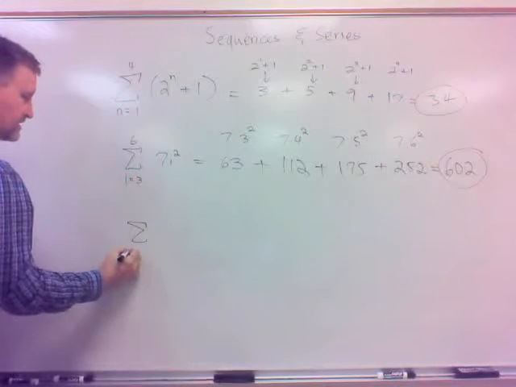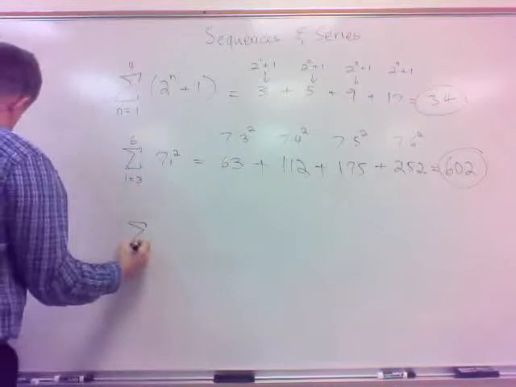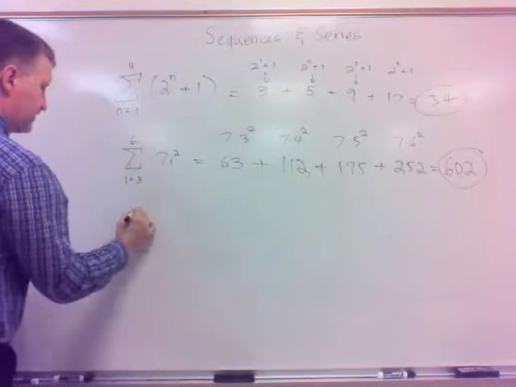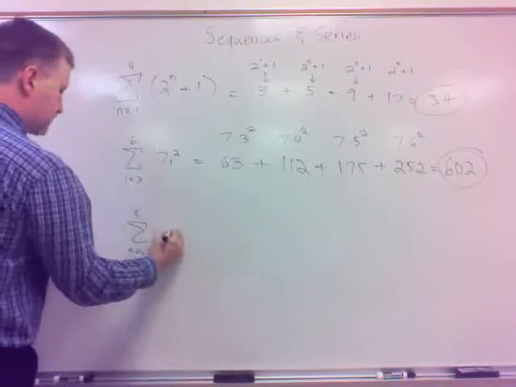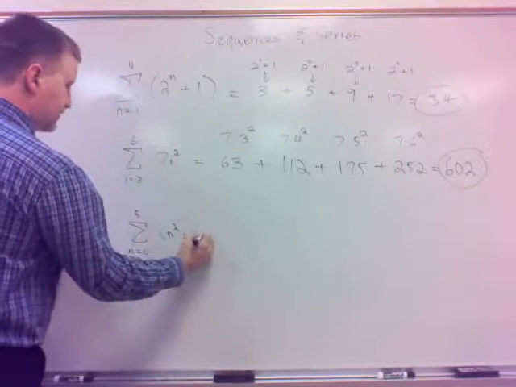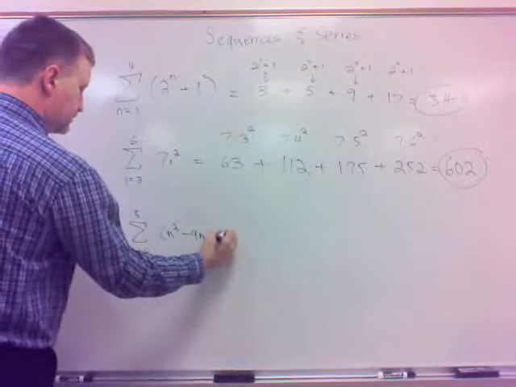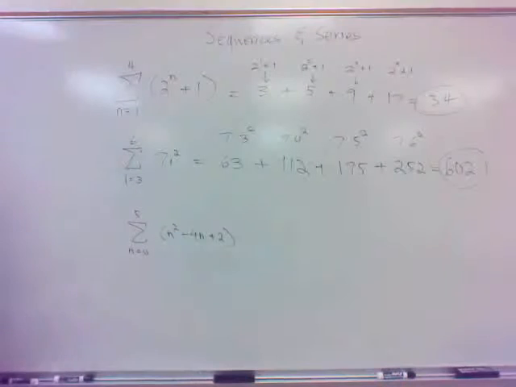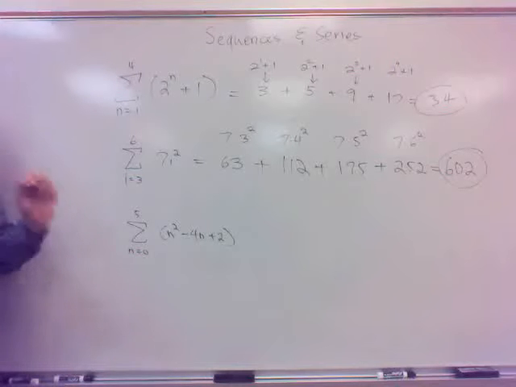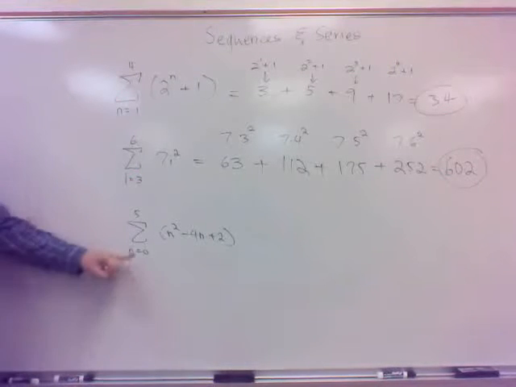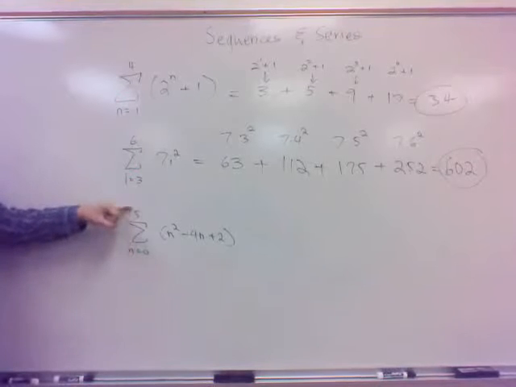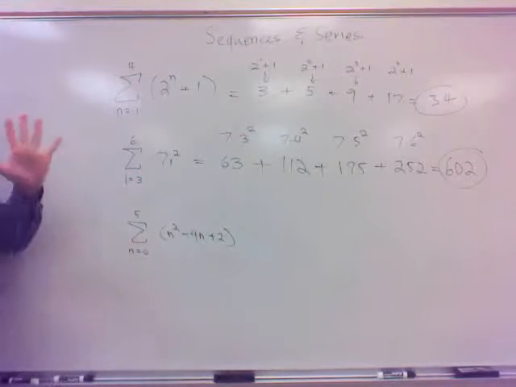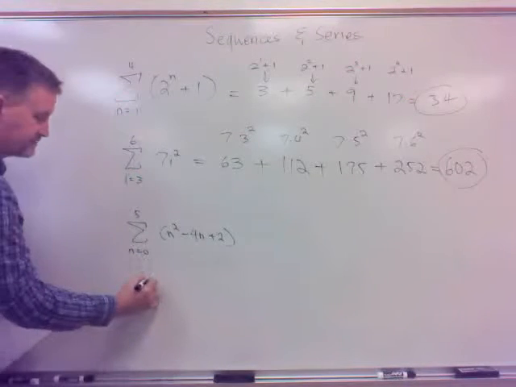This one. Let's say I go n equals 0 to 5 of n squared minus 4n plus 2. How many terms does that one have? That one's going to have 6, isn't it? Because your index can actually start at 0. And so 1 to 5 would have 5, but I've got an extra term, don't I? So this one's going to have 6 terms.